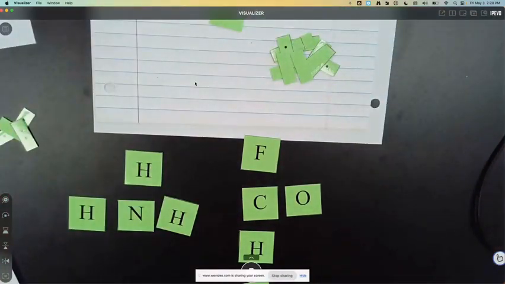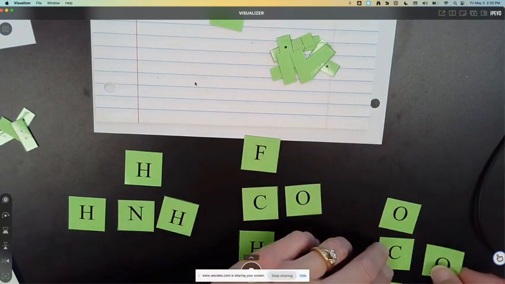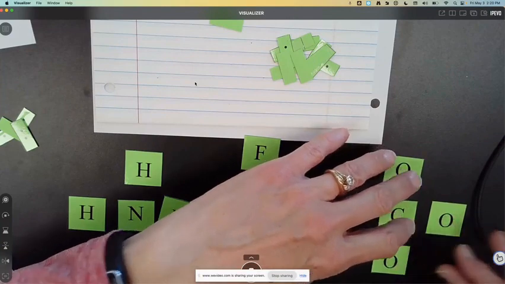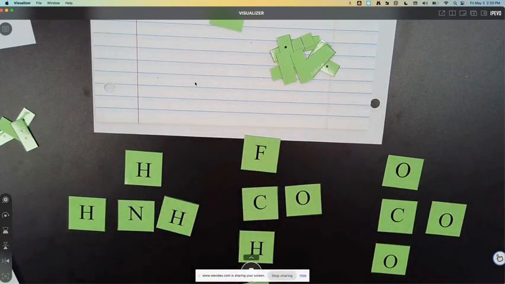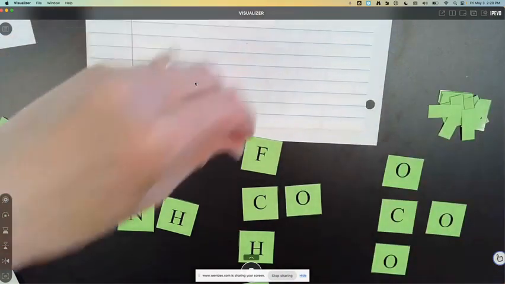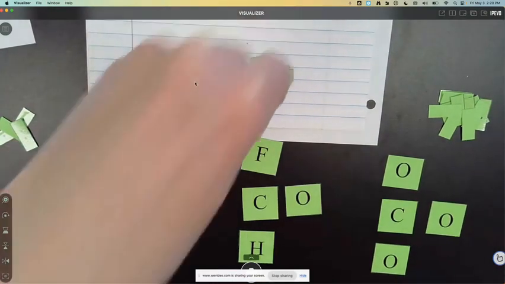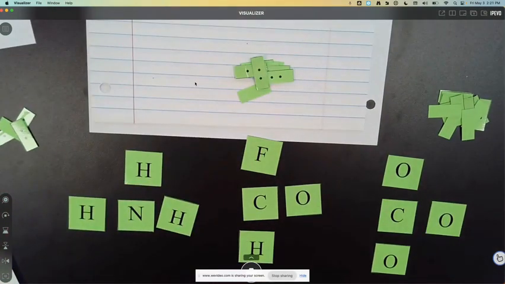Carbon is less electronegative than oxygen, so I'm going to put the carbon in the middle and the 3 oxygens around the outside. And here's my electrons for that. Okay, so arrangement of elements goes first.